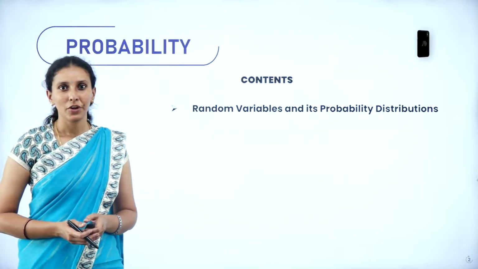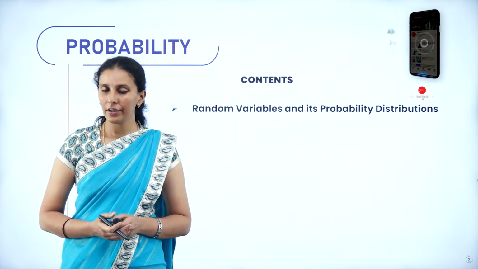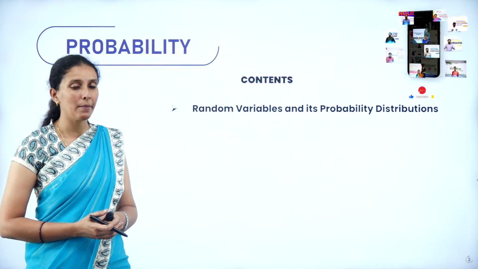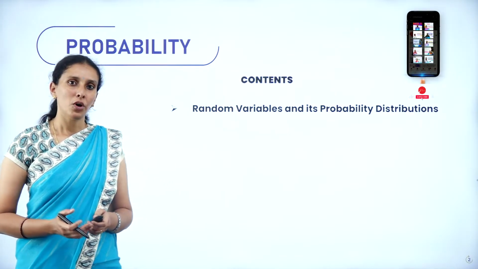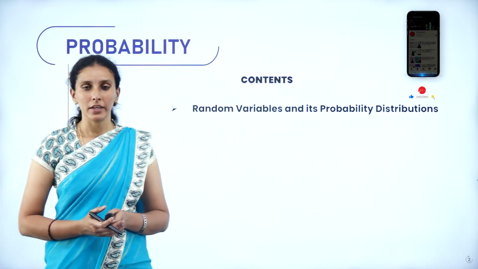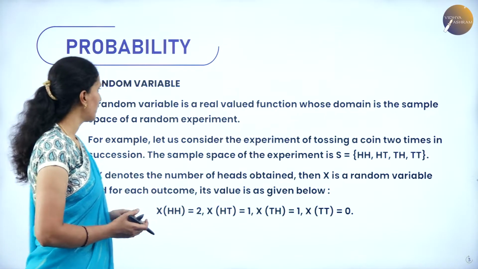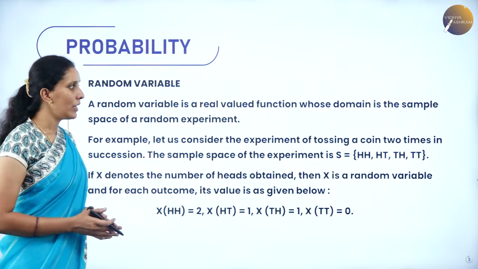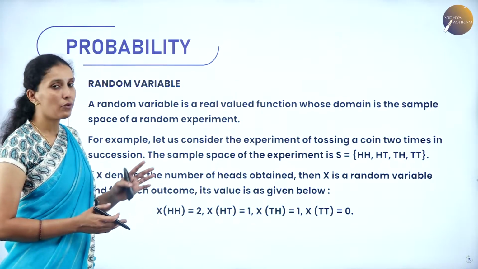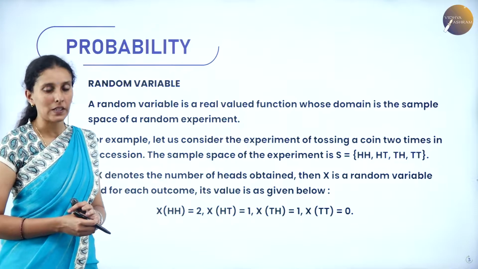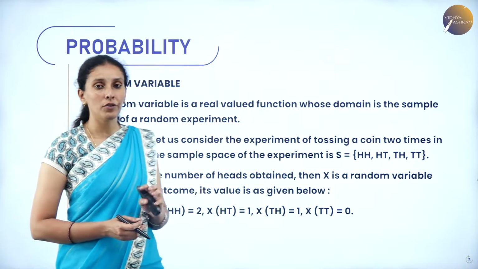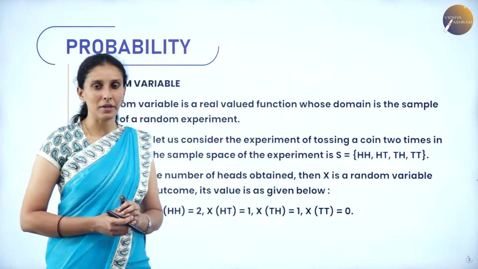Here in this session, we are going to study about random variables and their probability distribution. So what is a random variable? Let's see it. A random variable is a real valued function whose domain is the set of a sample space. So let us take an example of tossing two coins simultaneously.